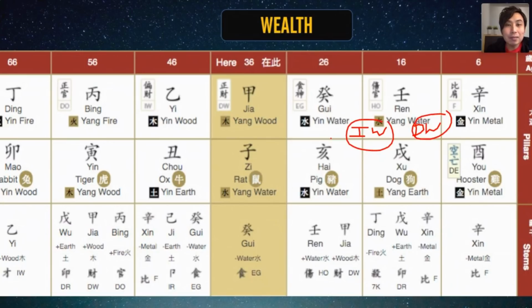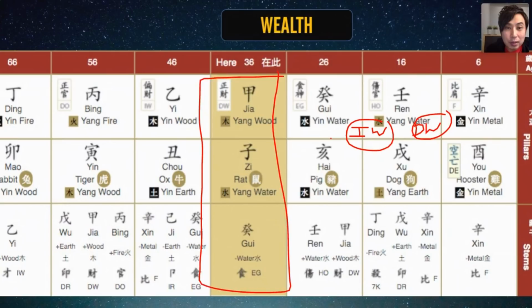Now let's look at this person. Is this person going through wealth luck? This is his current luck pillar, the yellow box here. Look at the top first. Do you see a DW here or not? Yes, right? So this person is going through wealth luck. That's good, which means this is the time he can find a lot of opportunities to make more money. The opportunity is there.